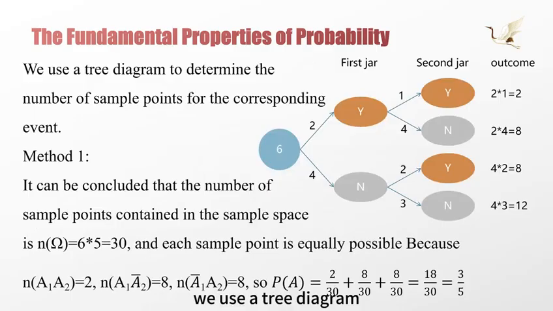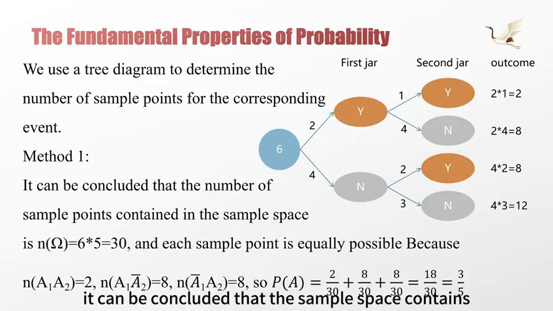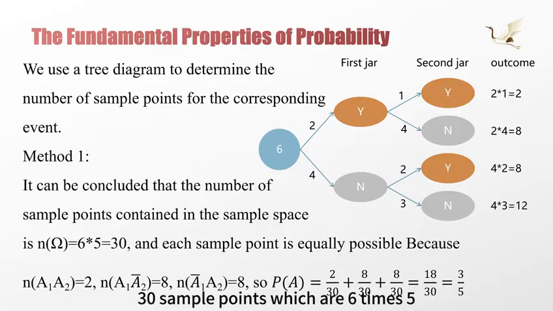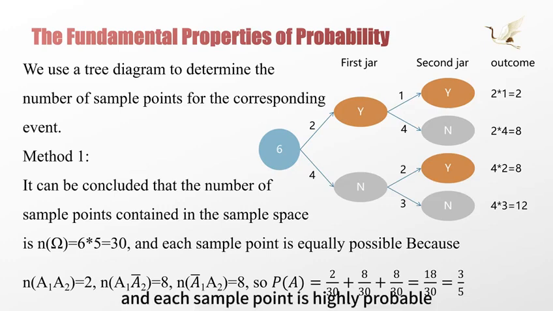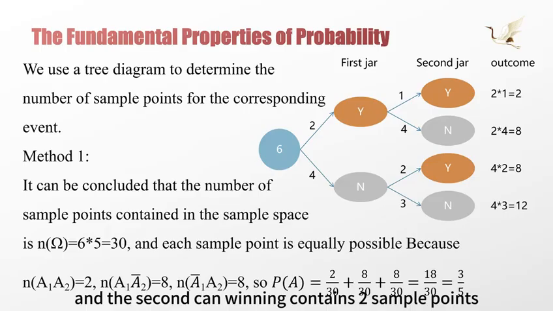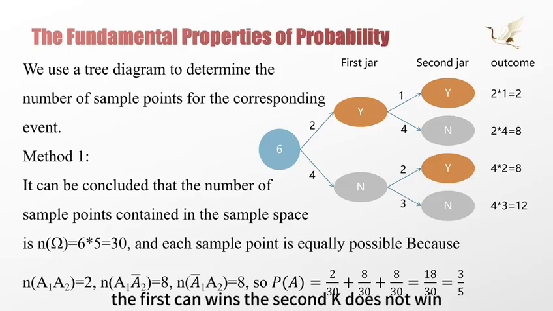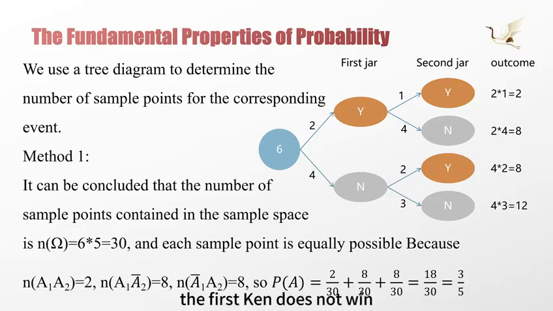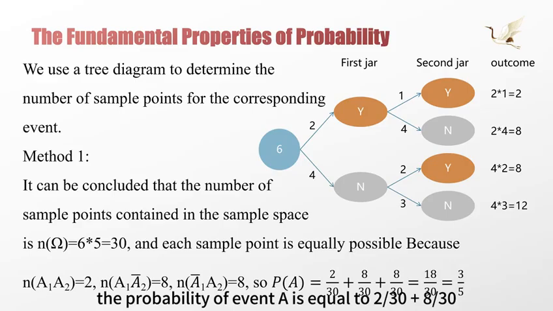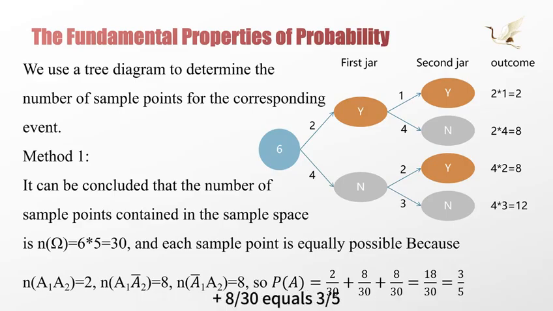We use a tree diagram to determine the number of sample points for the corresponding event. It can be concluded that the sample space contains 30 sample points, which is 6 times 5, and each sample point is equally probable. The first can winning and the second can winning contains 2 sample points. The first can wins and the second can does not win contains 2 times 4, which equals 8 sample points. The first can does not win and the second can wins contains 4 times 2, which equals 8 sample points. Therefore, the probability of event A is equal to 2/30 plus 8/30 plus 8/30, which equals 3/5. This is the first method.